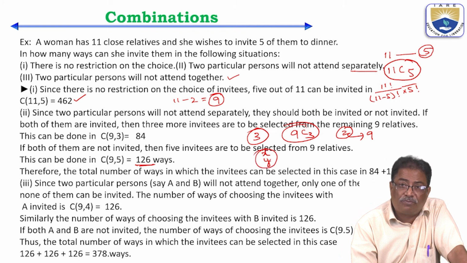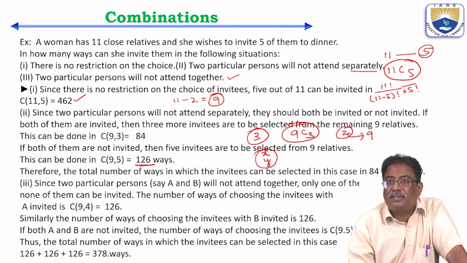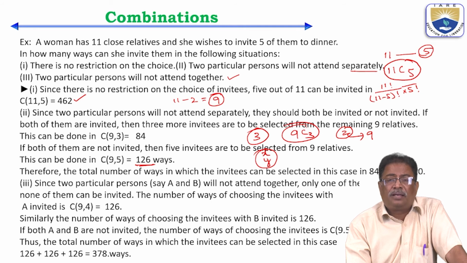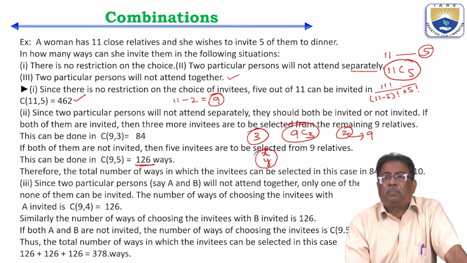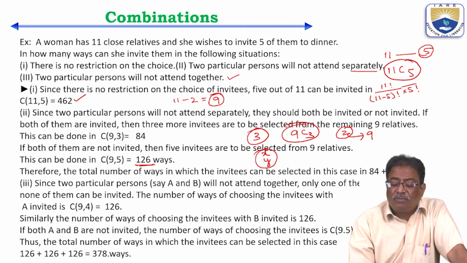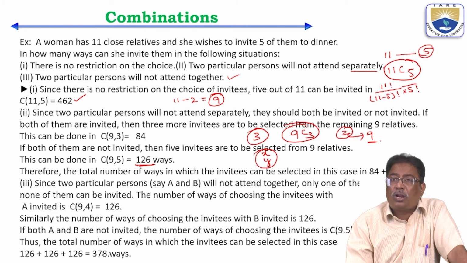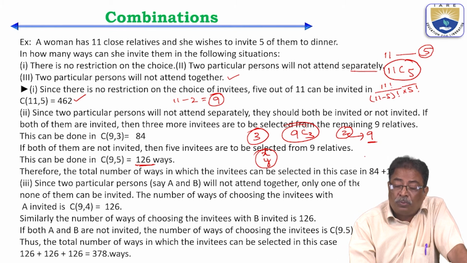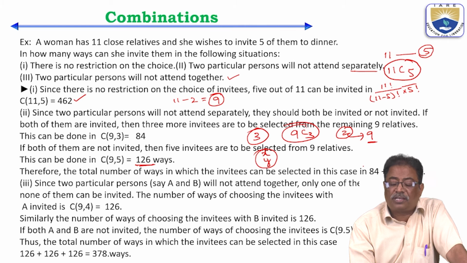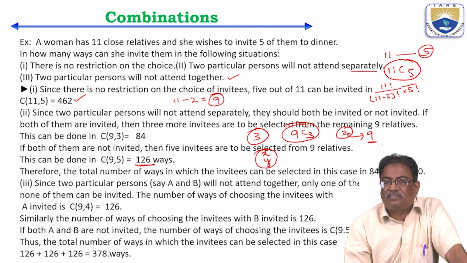If I consider Y, X will not attend, so I am going to invite only one person, treating it with the condition that the other person will not come. So I am going to reduce 2 members. So finally I am going to have only 9 members. So out of 9, I have to select 4, because X is invited.